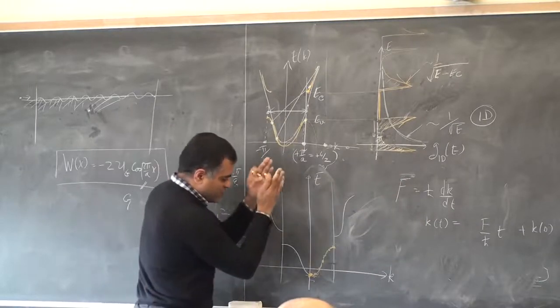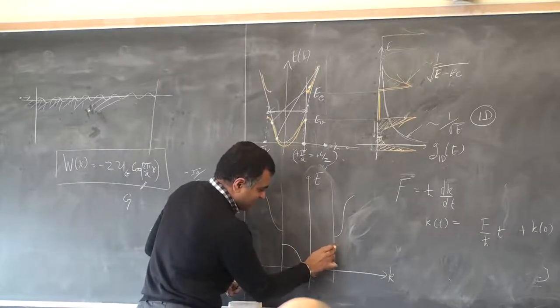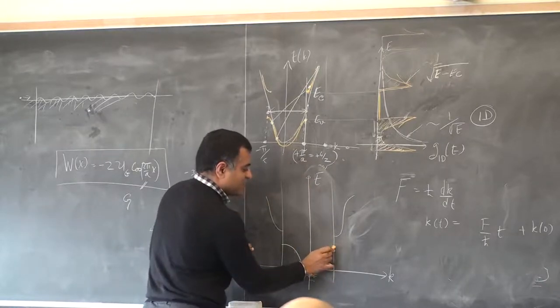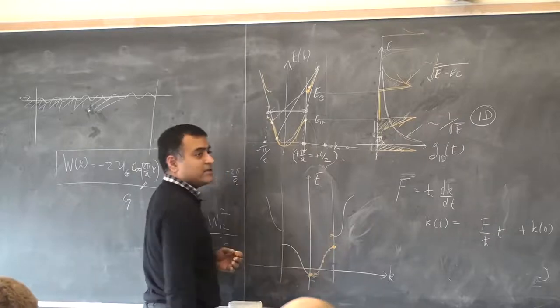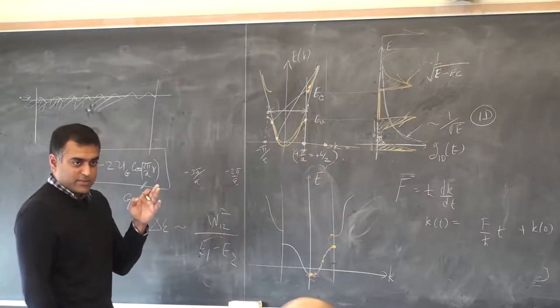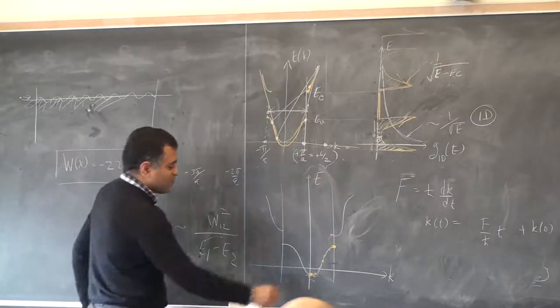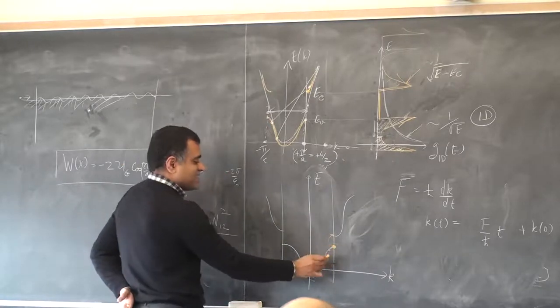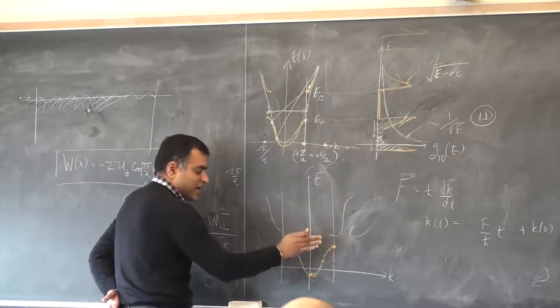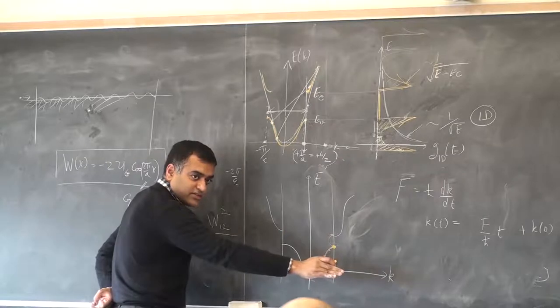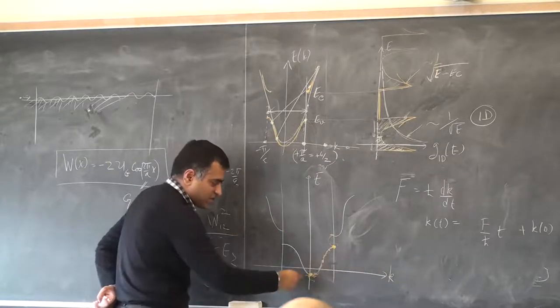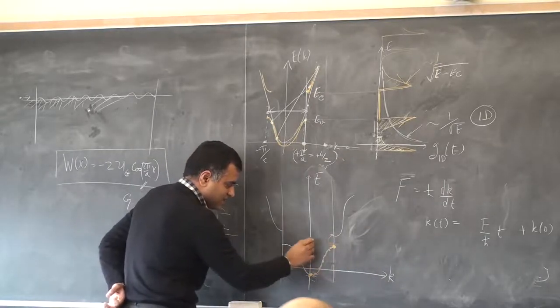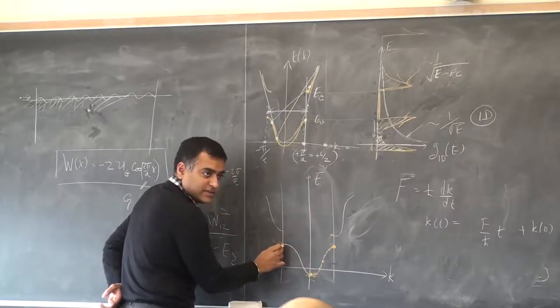And at this point, it has actually two choices. Either it can gain a little more energy from the field and jump to that band. It has that possibility. The other possibility is it gets scattered by the crystal potential. The crystal has a periodic potential. It gets scattered, and it comes back and re-enters from here.